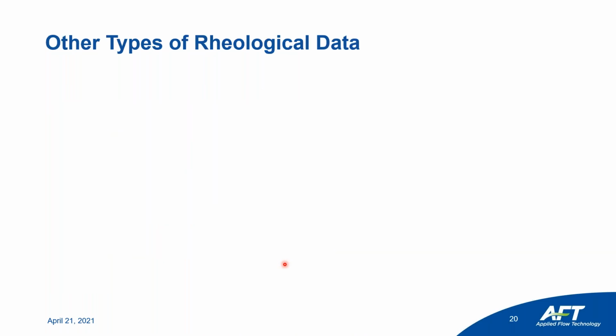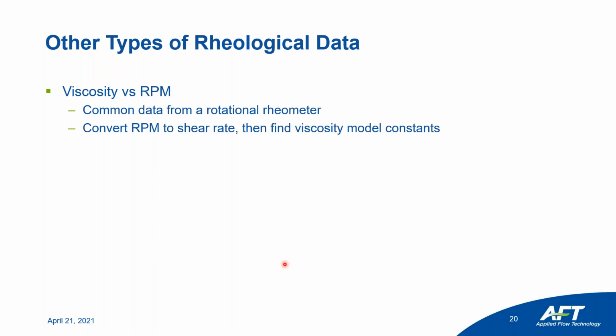Some other forms that your data might take are viscosity versus RPM. Those experimental setups I showed are rotating objects. So the base data collected is going to be RPM, and maybe they're reporting viscosity. So again, this is common data from that rotational rheometer. And we can convert our RPM to our shear rate and then find viscosity model constants from that.